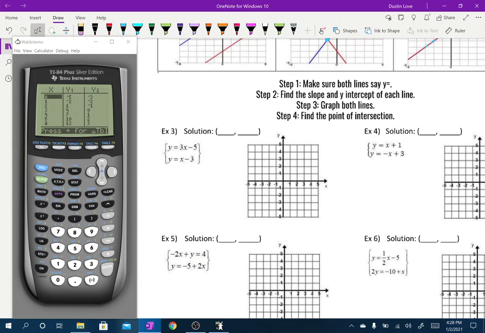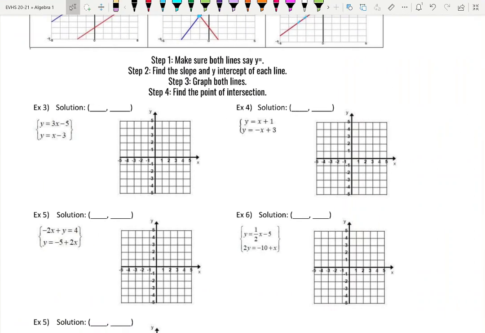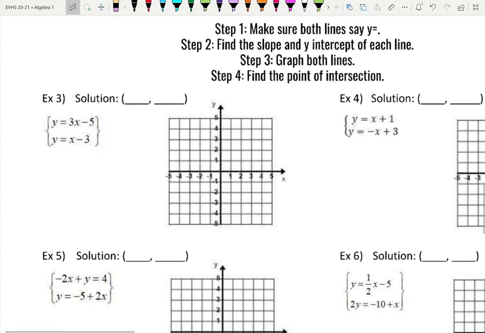Now, the way we're going to go about that is by graphing them. As you're going through these, make sure that both of them say y equals. We may have to pull out some of our skills from last semester to make it say y equals. The second thing we're going to do is graph the slope and y-intercept, graph the lines, and then find our point of intersection if they have one.